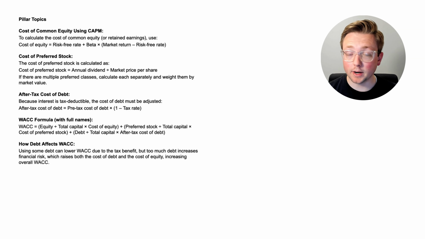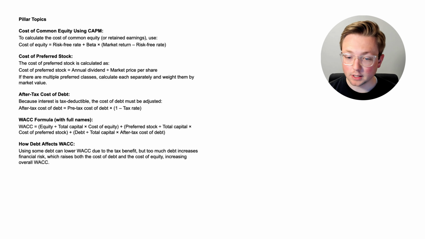Now let's talk about the weighted average cost of capital formula. And this is with full names. This is everything that you would need to know how to do this. And again, we did little pieces of this throughout the video, and then we did it more fully at the very end. So you take the equity divided by total capital, and then you multiply it by the cost of equity. Then you add the preferred stock. And by the way, equity is most likely common stock.